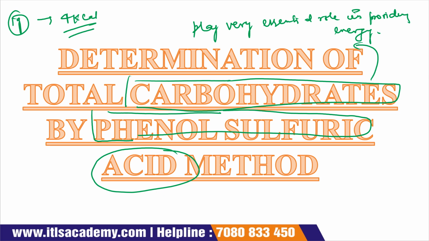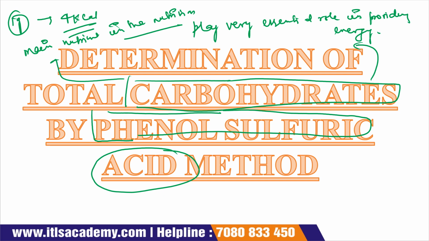So this carbohydrate is also a main nutrient in nutrition. Or you can also say that it is the most important part of the food. So for this purpose, we have to determine its concentration or its amount in a food product. Here, the method that we are going to use is the phenol sulfuric acid method.